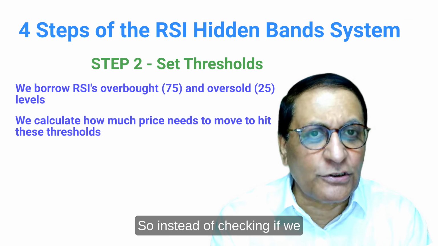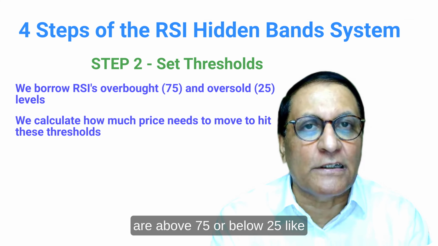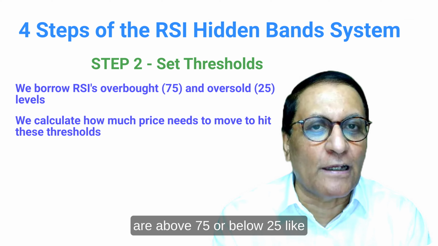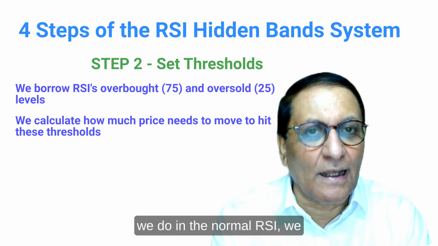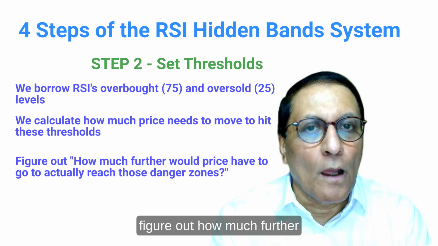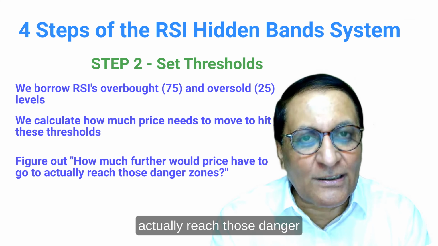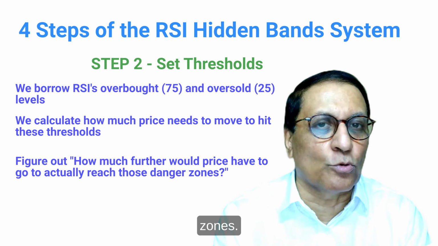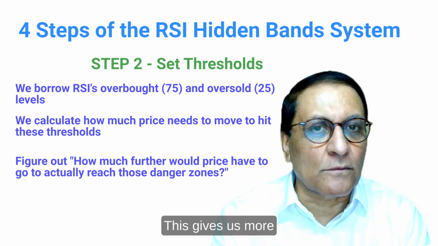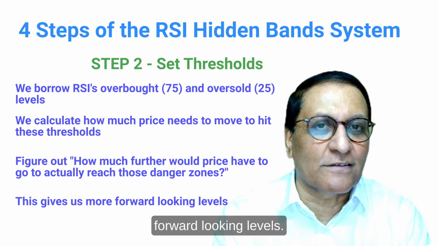So instead of checking if we are above 75 or below 25, like we do in the normal RSI, we figure out how much further would price have to go to actually reach those danger zones. This gives us more forward looking levels.